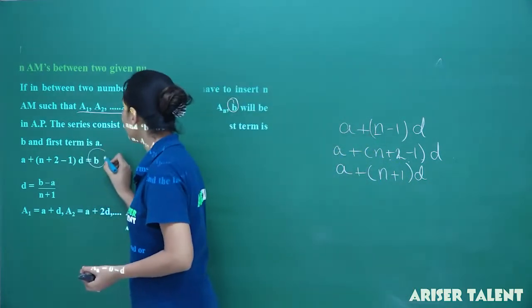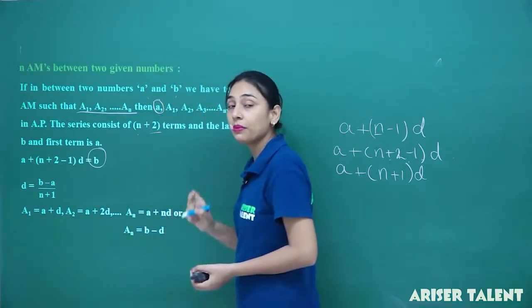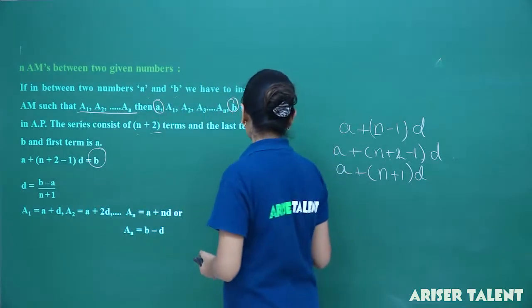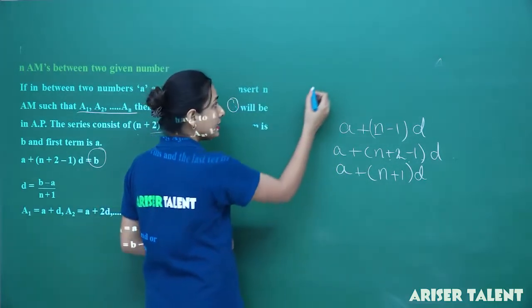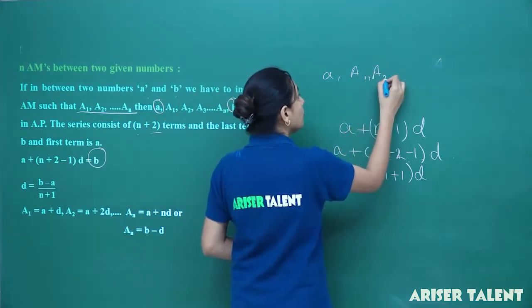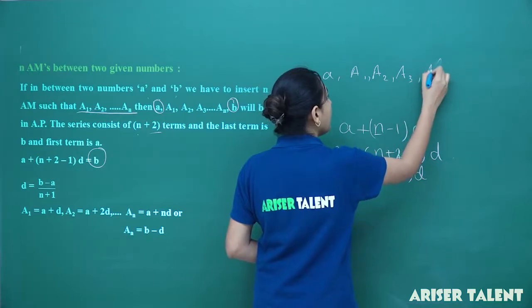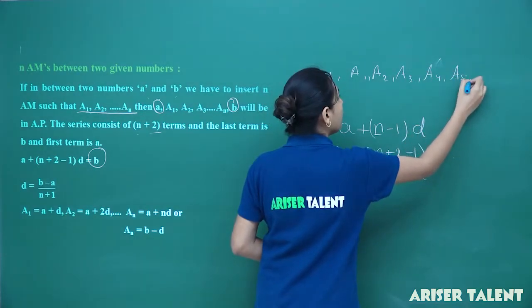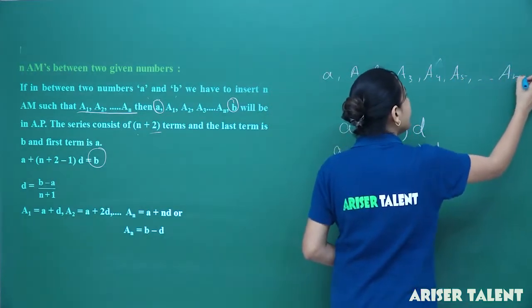This is equal to B. Why is it equal to B? Because B is the last term of the sequence. B is the last term. A, A1, A2, A3, A4, A5 till An and then B.